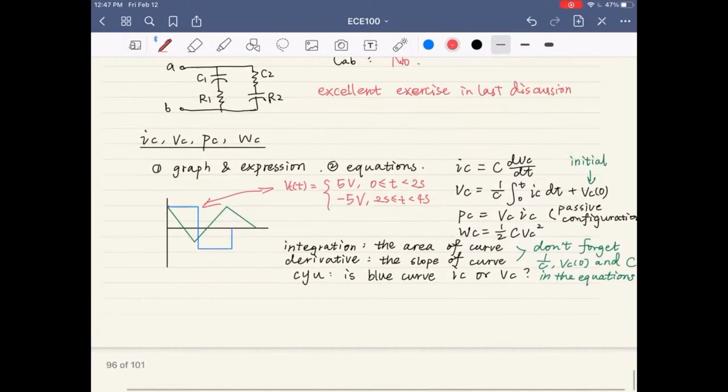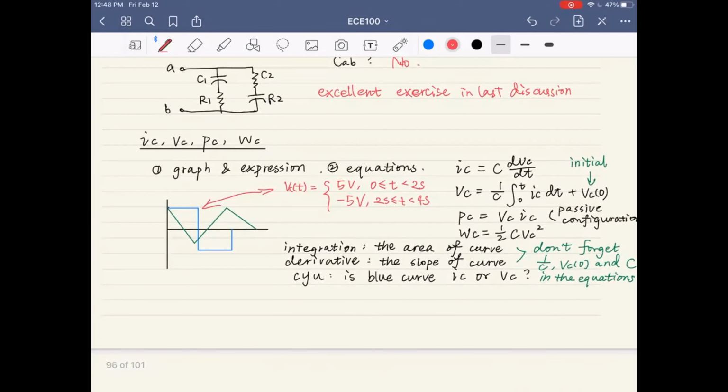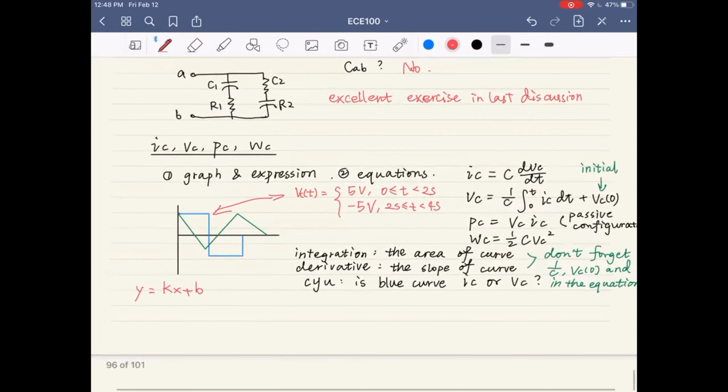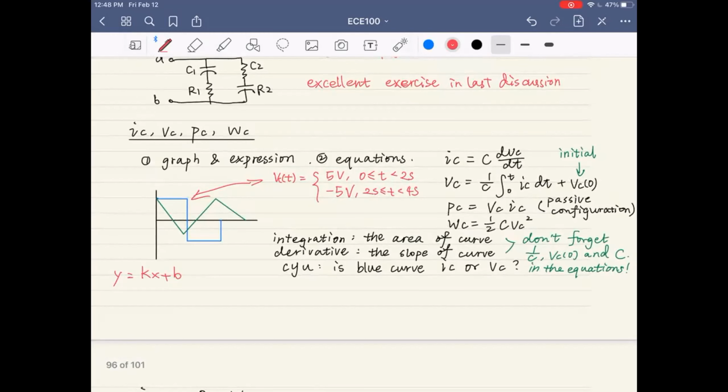So usually we'll see two kinds of graphs. The first one is a square waveform, and intuitively you just split it in the time domain and then read the values. For the triangular waveform, it is a little bit tricky, but as long as you apply kx plus b, the form of the linear, or we say affine function, we'll be able to get the expression of the waveform.